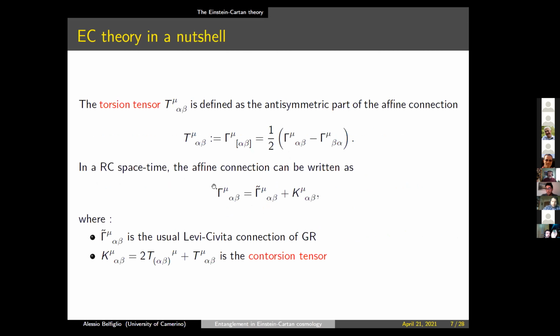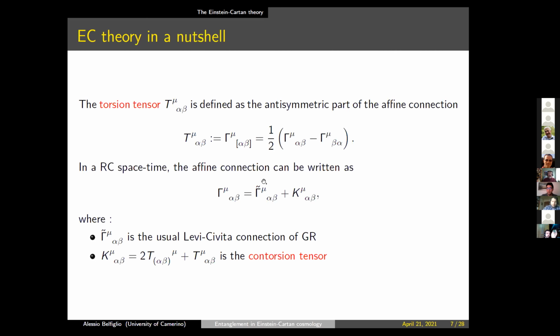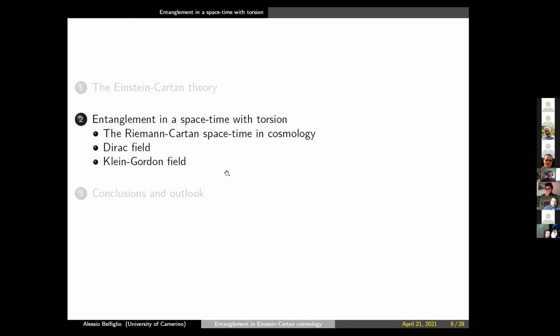Okay, so starting from these assumptions, the torsion tensor is defined as the antisymmetric part of the affine connection. Of course, in general relativity, it is zero since the connection is symmetric. And starting from the definition of the torsion tensor, we can write the total affine connection in the Einstein-Cartan theory as the sum of the connection of general relativity plus another term that is named the contortion tensor, and of course is related to the torsion tensor here defined. So this is for the Einstein-Cartan theory.